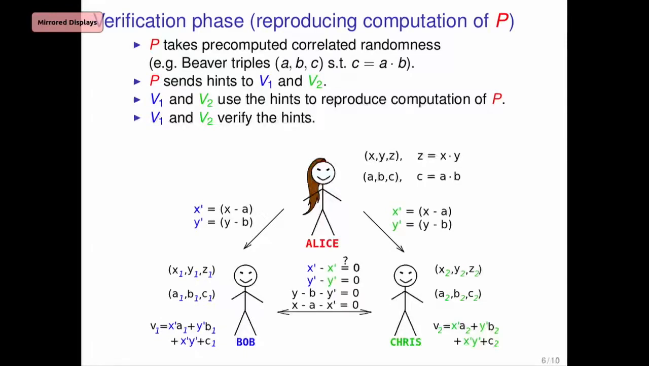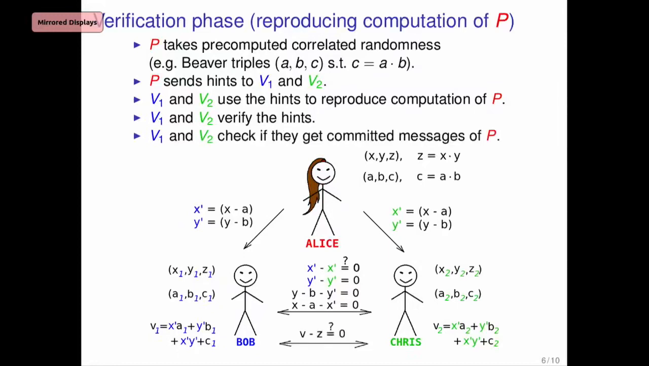But of course, it works only if the hints are correct. So what they need to do, first of all, they verify the hints. And the second thing, they check if this value V is equal to Z that was previously committed by Alice. So they verify if the multiplication was correct. And now the question is how they do these checks. The checks are very simple.